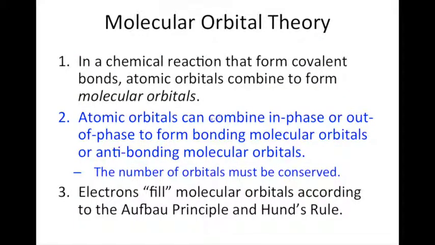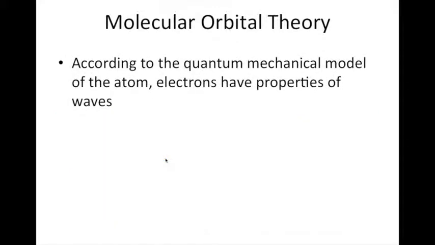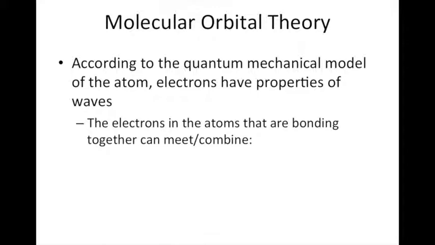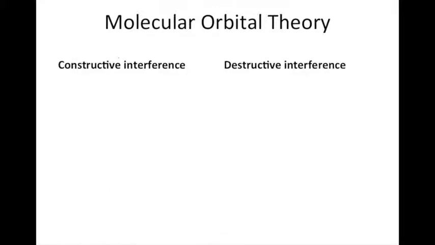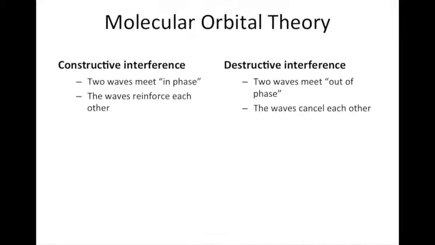So atomic orbitals can combine in phase or out of phase, forming bonding or antibonding molecular orbitals. What are these? According to the quantum mechanical model of the atom, electrons have properties of waves. Therefore, electrons in the atoms that are bonding together can combine either in phase, constructively, or out of phase, destructively. If they meet in phase, we have constructive interference, and out of phase, we have destructive interference. Just a couple of quick notes about those. For constructive interference, the two waves must meet in phase. Where the two waves meet out of phase, we get destructive interference.